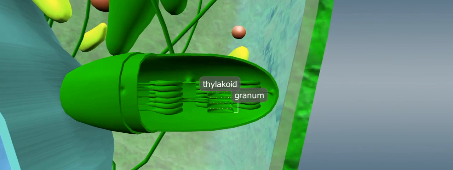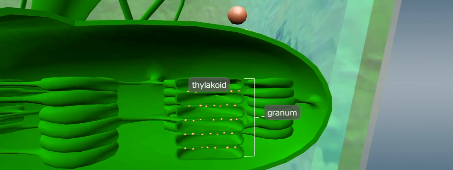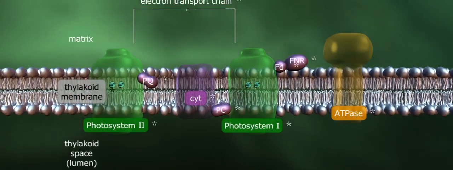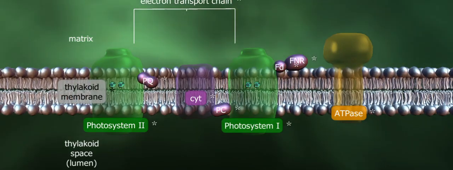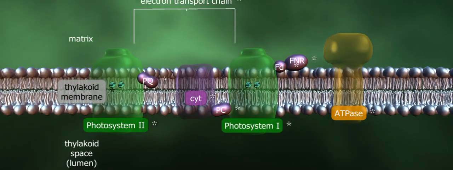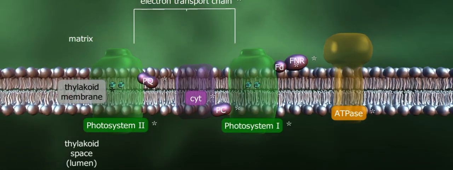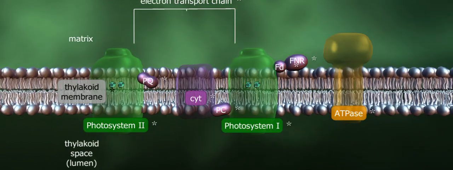The thylakoid membrane contains the key enzymes for the light phase of photosynthesis. The most important of these are the two photosystems and the electron transport chain between them. The photosystems contain protein-bound light-absorbing pigments, the most important being chlorophyll.